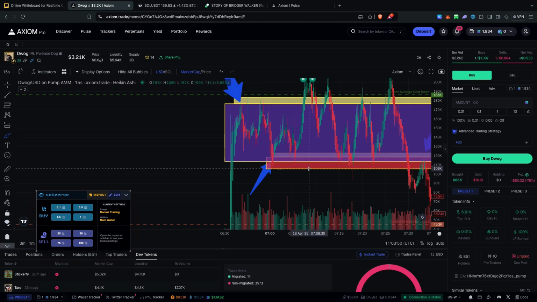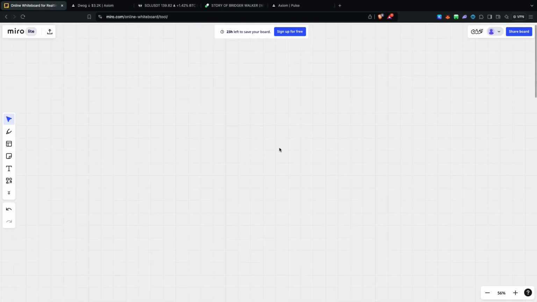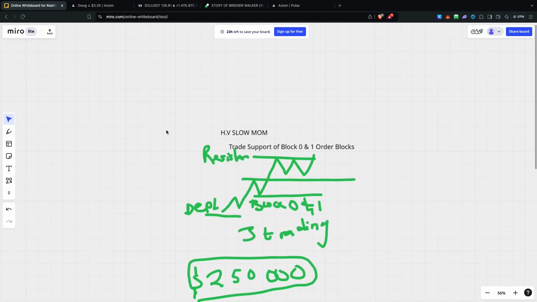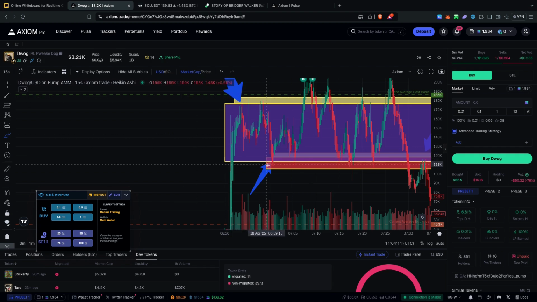So on this particular trade, wait for the price to come and retest block 0, the block 0 and block 1 order block. So that is your ultimate goal. When it comes to this particular strategy, you are trading the support of block 0 and block 1. So wait for the roof right over here to be created, the roof and the base. Then you wait for it to reach support.